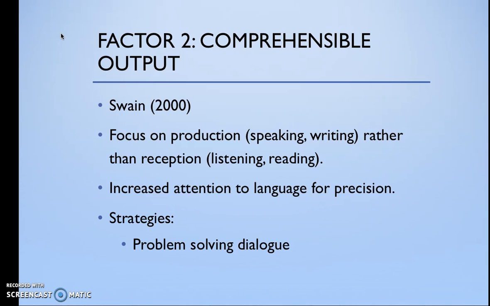The second factor is the converse of comprehensible input. It's output, developed by Merrill Swain, in which we're focusing on speaking and writing rather than reception. And we want to think about some ways that we can support comprehensible output. We could have things like language frames, sentence starters, or you could have activities where you have problem-solving dialogue, where the kids have to work together to be able to, as the name suggests, solve a problem together.